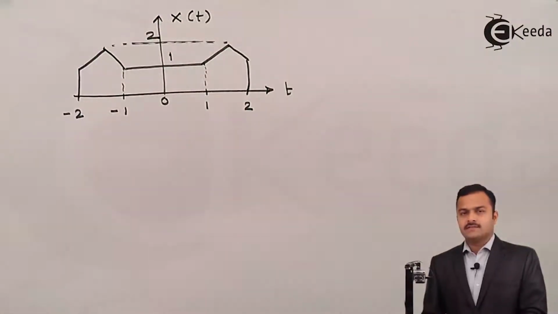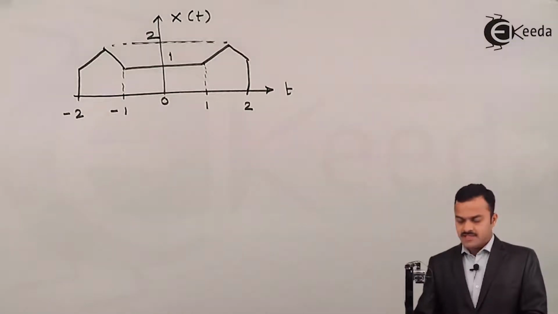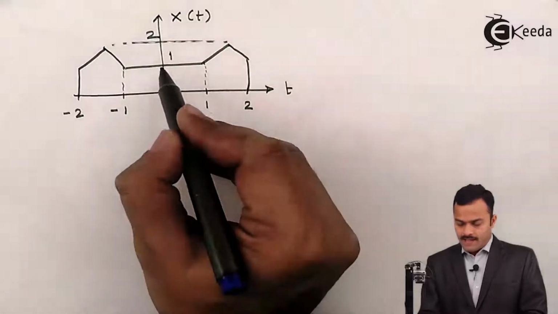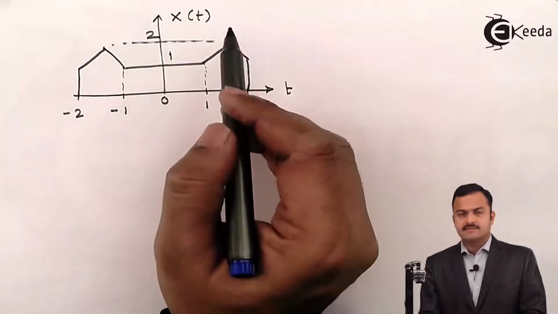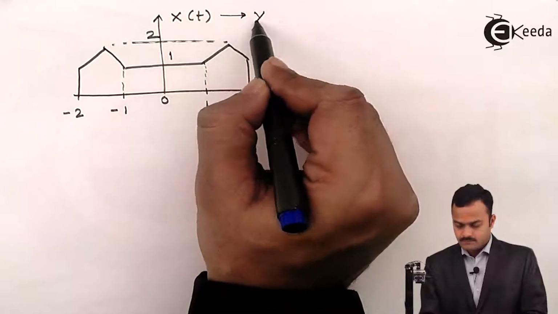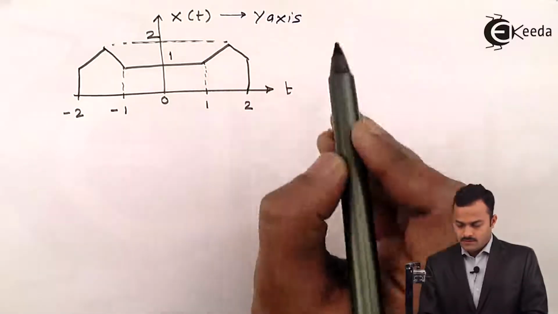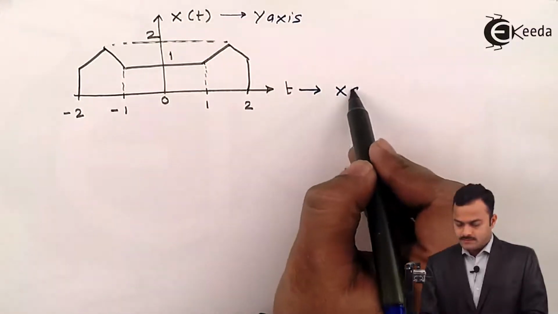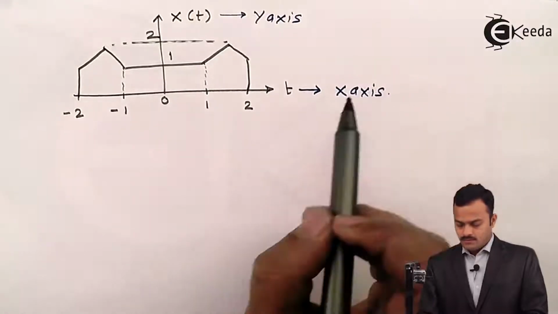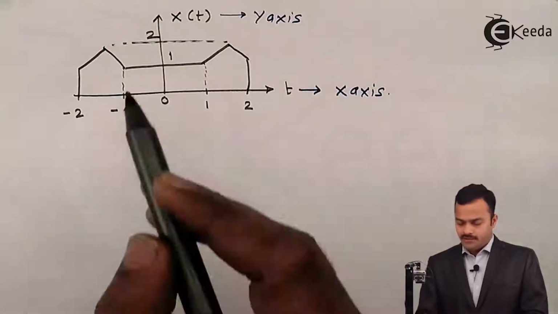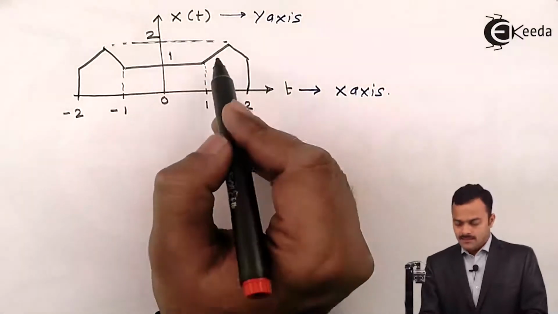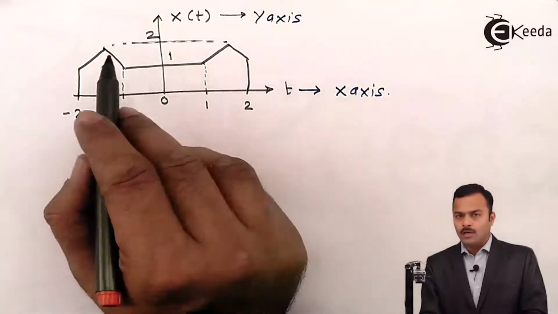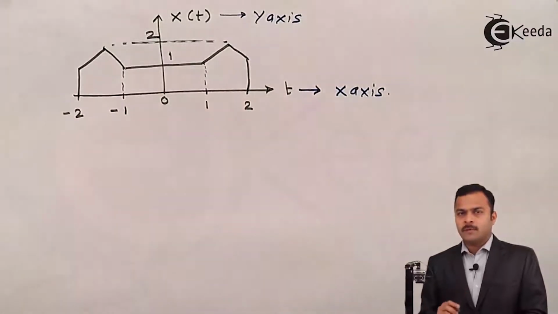Without writing an equation, how will we identify whether the given signal is even or not? If you see properly, I can fold this x of t axis, which is the y axis, and this is the x axis. What I can observe over here, if I fold this y axis, both the parts of the signal will overlap. That phenomenon is called symmetricity of a signal.